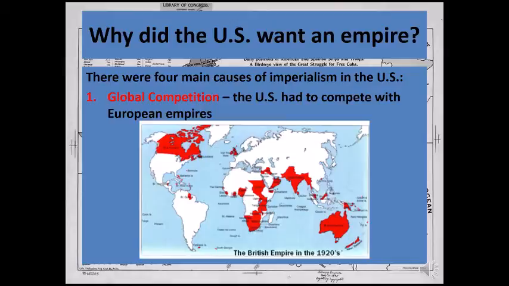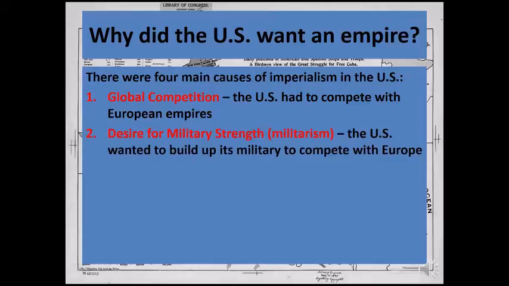We also had a desire for military strength. An empire needed a strong military, so the U.S. wanted to build up its military to compete with these European empires. We had to have an equal footing with them.